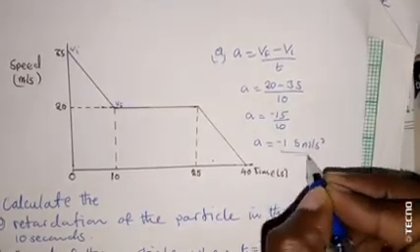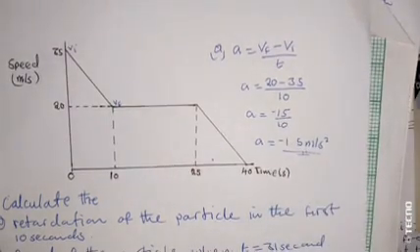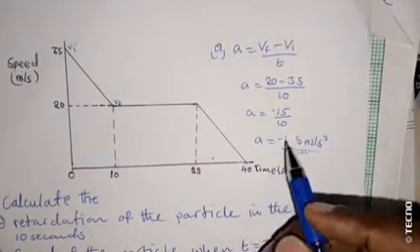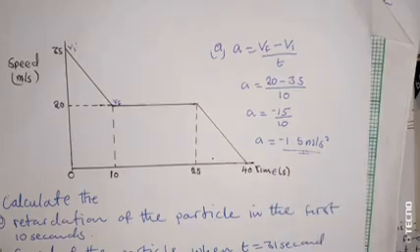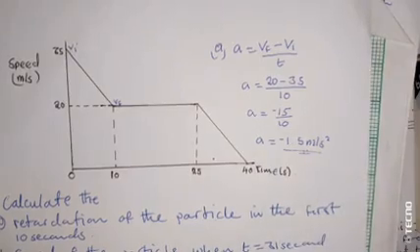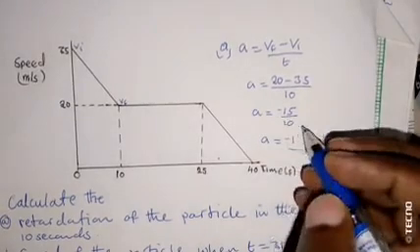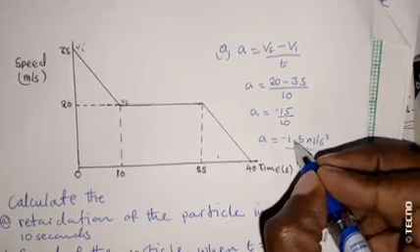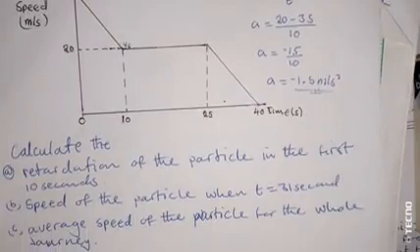This is our retardation or deceleration. So once you ignore this negative, it means you are calculating acceleration, but here the answer is what? Negative 1.5. Okay, negative 1.5. This is our answer. Now we'll move to the next one.